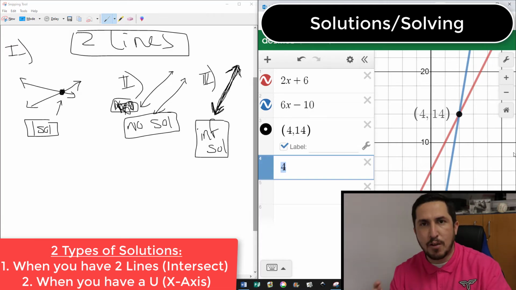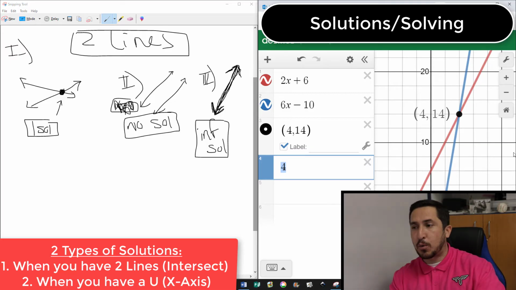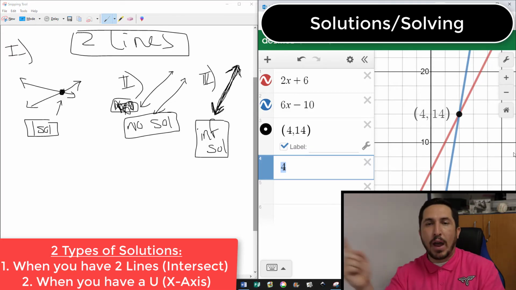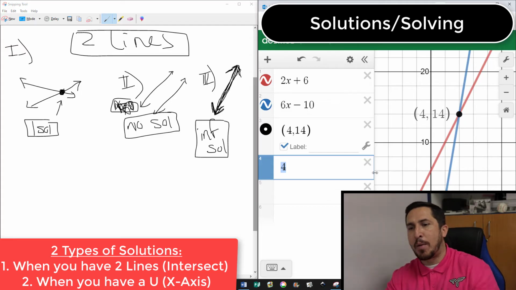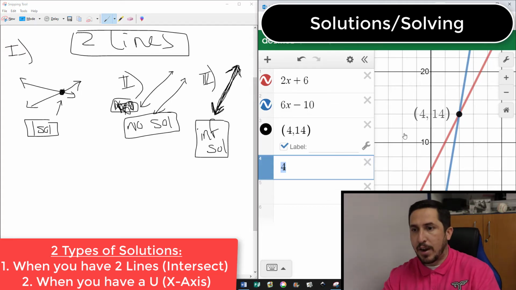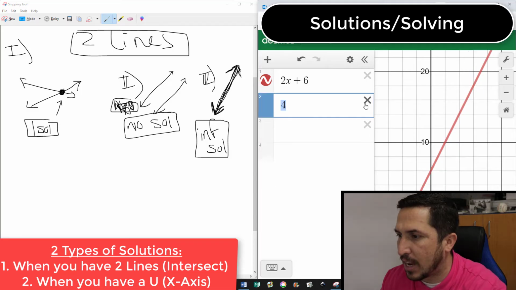Whenever they ask you to solve an equation or whenever they're asking you to do work and all of a sudden you see 2 lines on your grid, go where they touch each other, then write down the first number of the intersection. Boom, my answer is 4. You're done. All right, now here's another one. Let me show you what parallel lines look like.